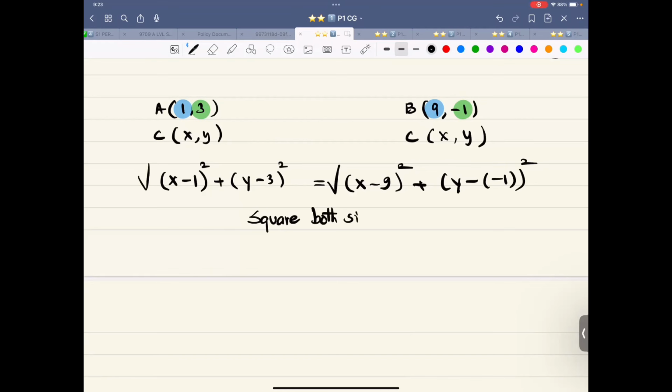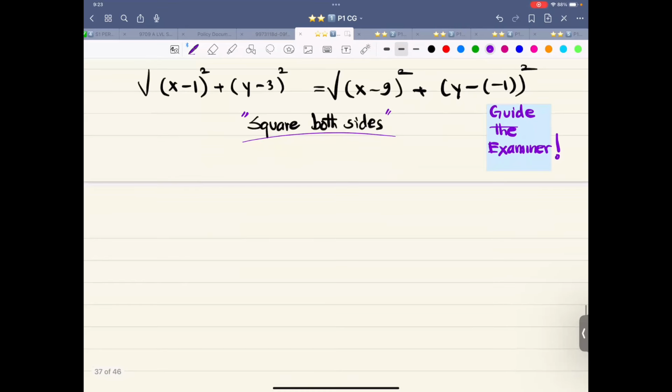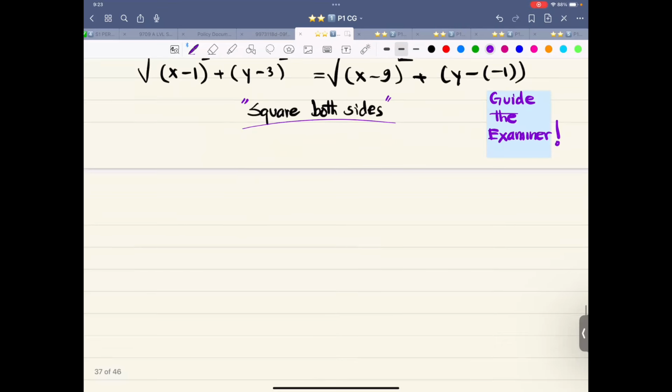Now, one thing I want to emphasize a lot: when we talk about all these things that show all the necessary working, make sure that you guide the examiner. Remember these words. Guide the examiner throughout the process. Let the examiner know exactly what you're doing. So you're squaring both sides. Yes, it's very obvious. But why do you assume it to be obvious? You have to show it.